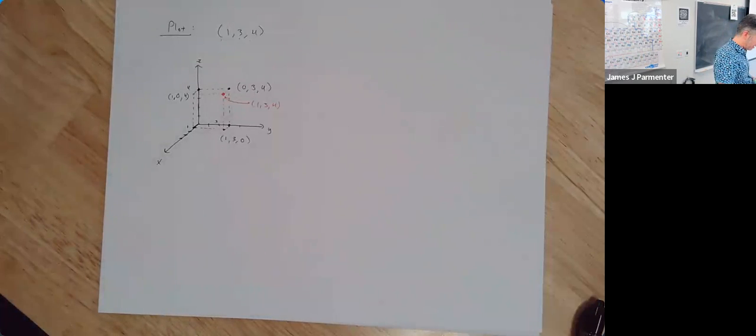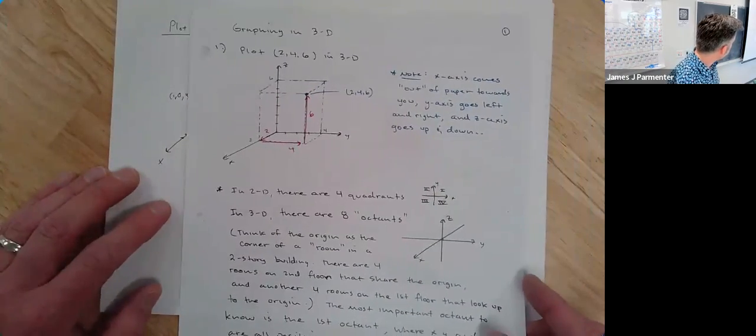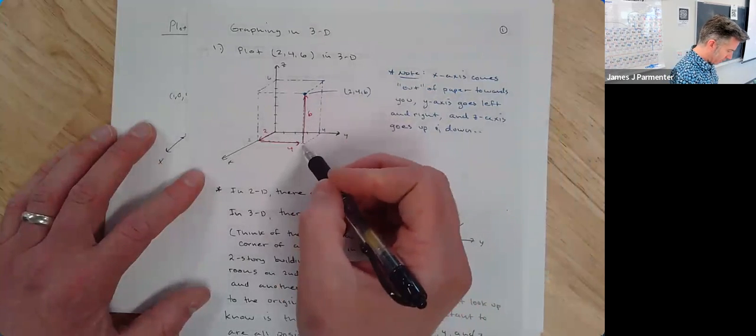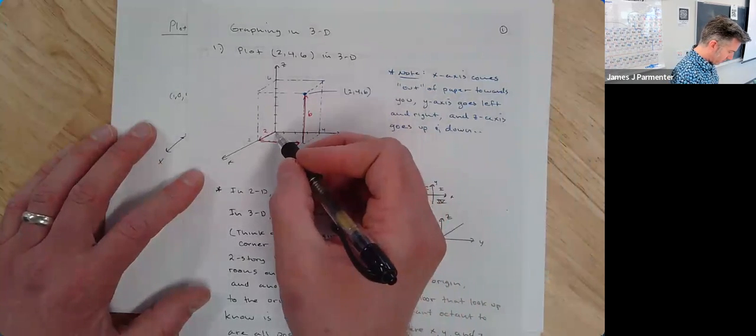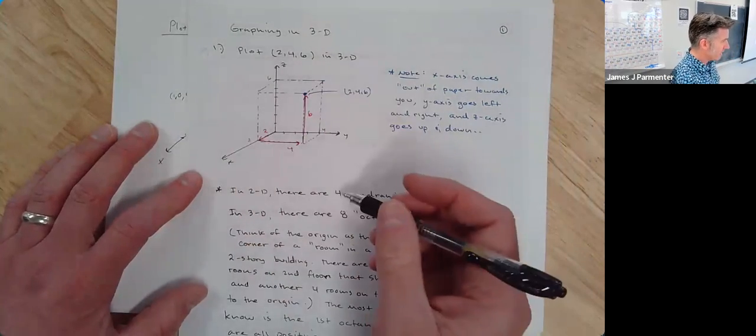Here's another, maybe slightly nicer looking, picture of the point 2, 4, 6. Same idea though. You're going 2 in the x, 4 in the y, 6 in the z. Or first 6 in the z, 4 in the y, 2 in the x. So you can get there in lots of different ways as long as you do all things.